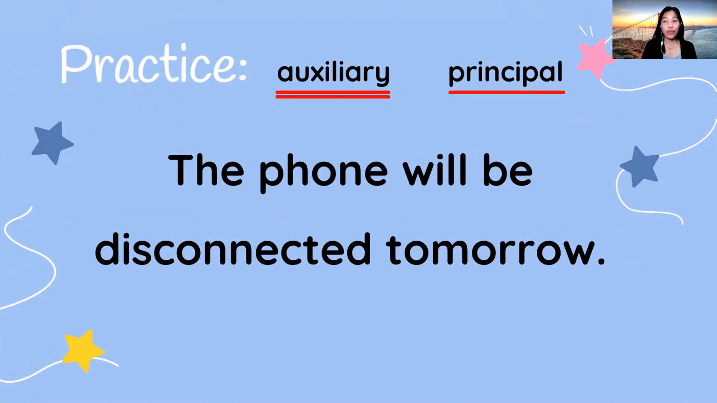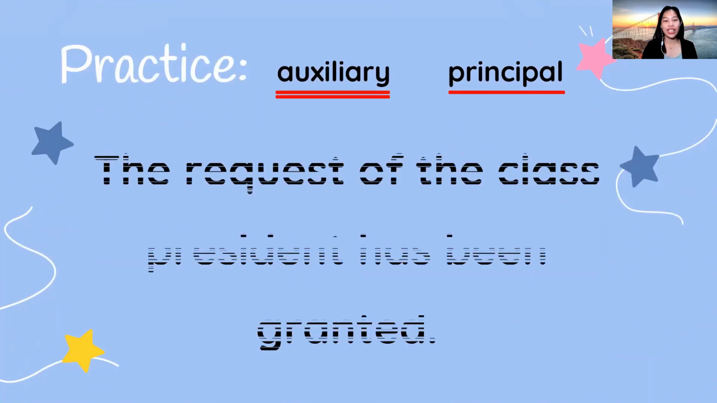Which is the verb phrase? Will be disconnected. That's correct. So which in will be disconnected is the auxiliary verb? Will be. Okay, this one is the helping verb. How about the main verb? Correct. Disconnected. For our last item, kindly read the sentence.